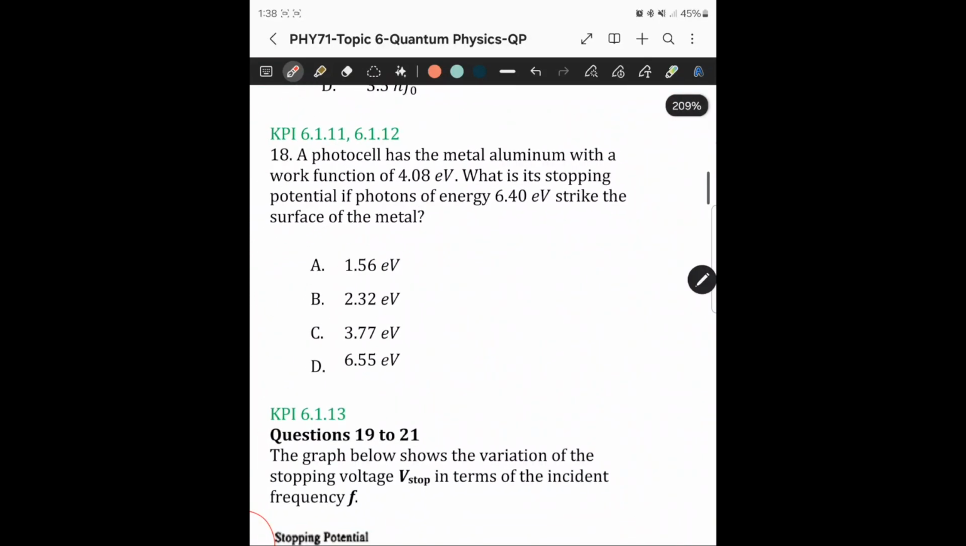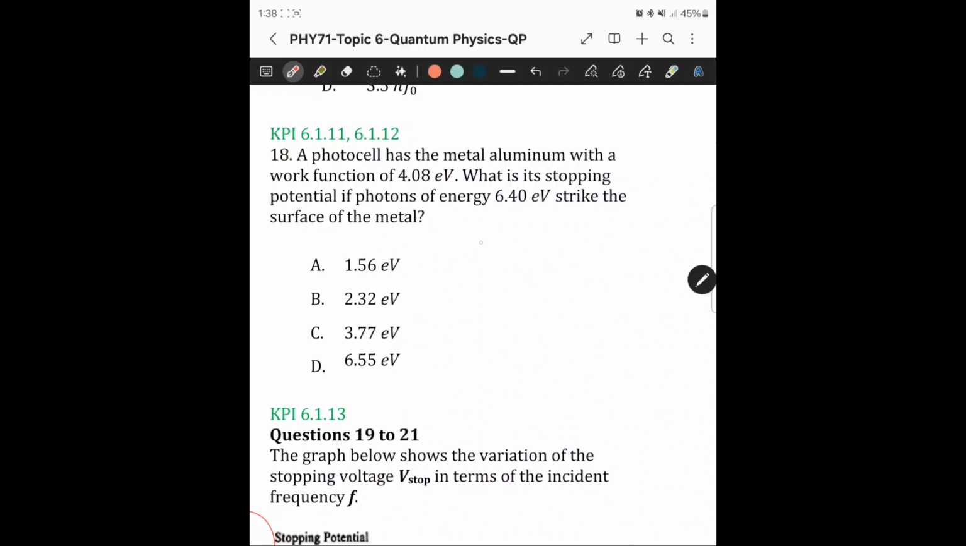Okay, now we have another question. Photocell, very nice. It has this aluminium work function. What is the stopping potential? Same idea here. So now it's asking for the stopping potential. What did I say to you before? Do you remember the stopping potential ends up being the same as the kinetic energy?